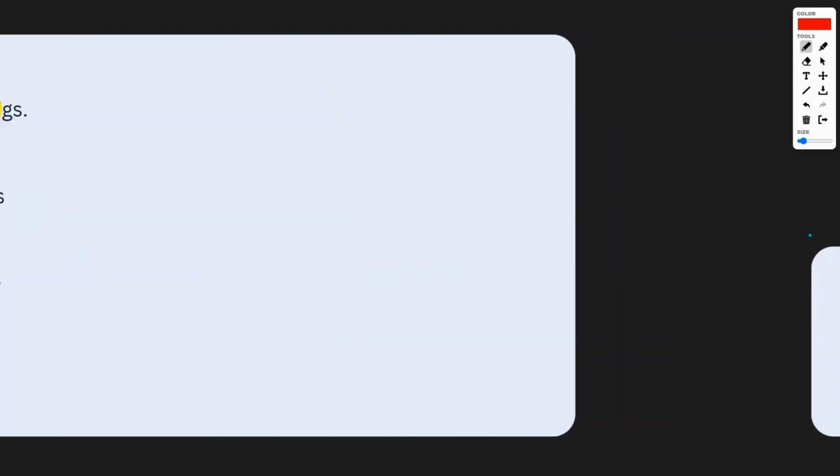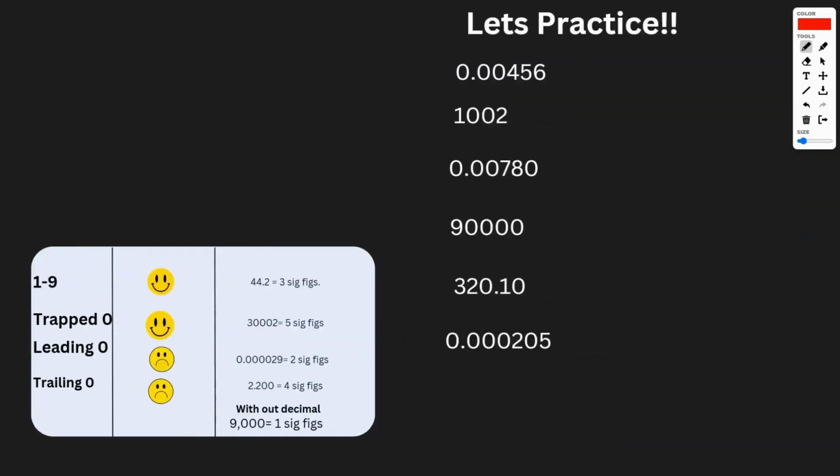So in the next slide, we'll practice some of these together. Let's look at this number first: 0.00456, right? So this number will have 3 significant figures because the leading zeros don't count in the measurement, okay?